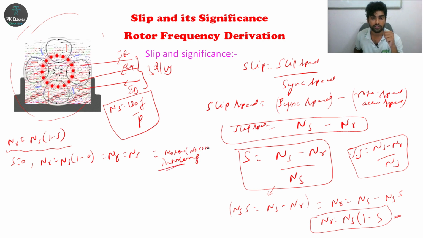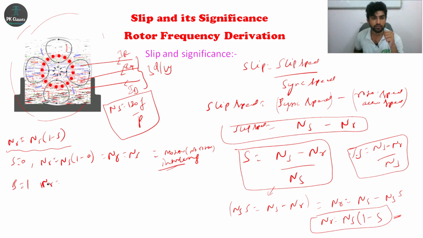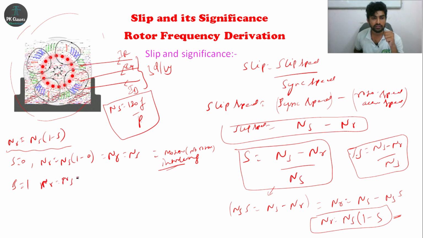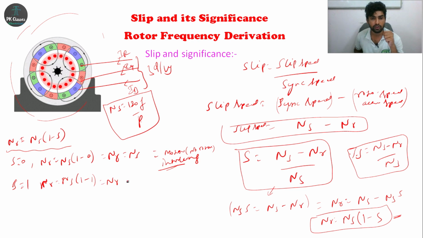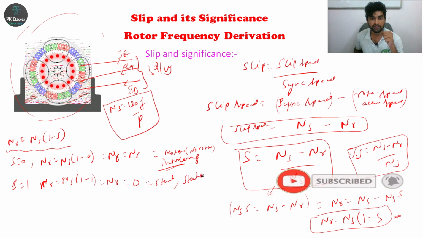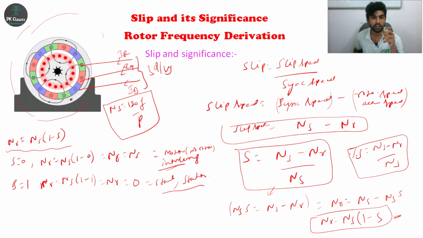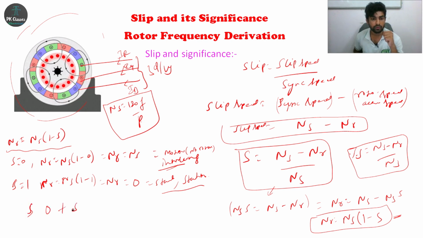If s is equal to 1, what happens? Nr is equal to Ns times (1 - 1). You will get Nr, the rotor actual speed, equal to 0. So it is the start condition or stationary condition. The motor will not be rotating when s is equal to 1. The slip range is always 0 to 5% for a good motor.